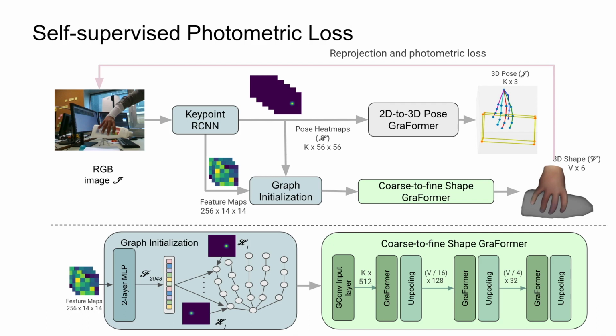To create a realistic hand shape, we propose a novel self-supervised photometric loss which allows us to directly regress the texture for each vertex in the hand's meshes. To this end, we jointly estimate the vertex 3D location and its texture by projecting it to the image plane using the camera intrinsics and penalizing the difference between the vertex texture and the underlying pixel RGB value.